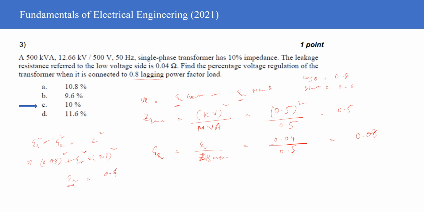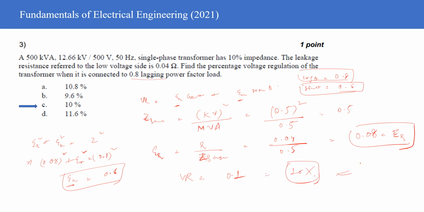Now you have your ER with you, and you have your EX with you. You have your cos theta with you. You have your sin theta with you. You can just put it into this particular equation and then try to solve it. You will end up getting the value of voltage regulation as 0.1, or in percentage it is equal to 10%. So that gives your C as your correct answer, and then that's there. So I'm hoping that this is clear to everyone. If not, feel free to pose questions on it in the next time we are meeting.